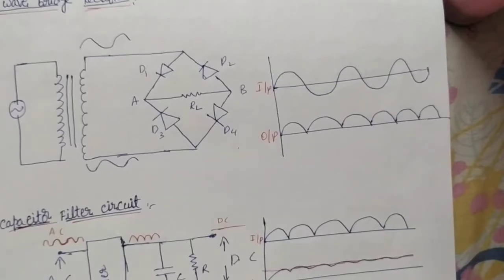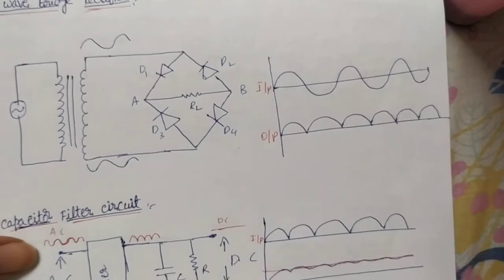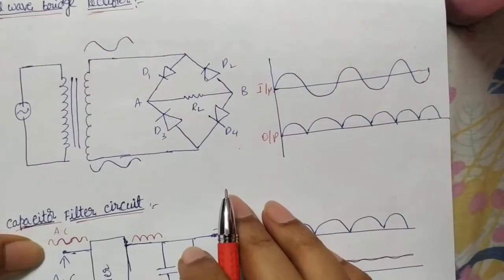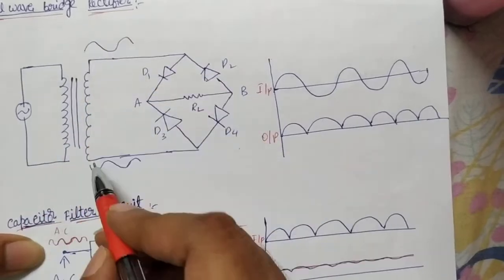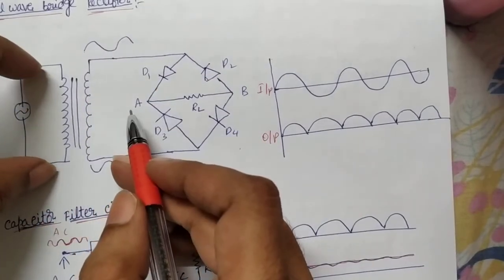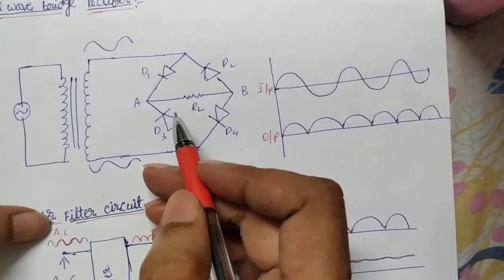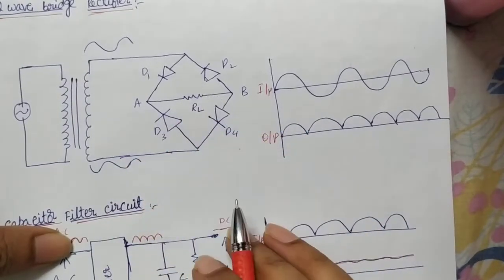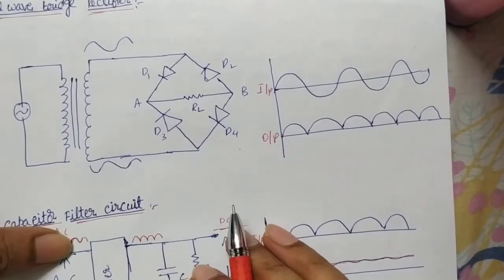A full wave rectifier we can also build using 4 diodes, which is what you call a bridge rectifier. In a bridge rectifier we have a normal transformer, like in a half wave rectifier, with 2 inputs and 2 outputs, but they use 4 diodes here. Then we'll check how it works.